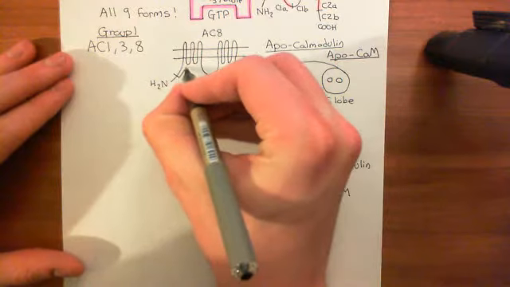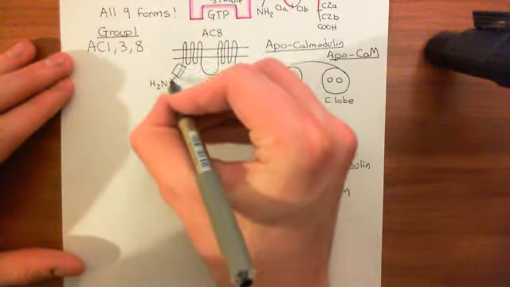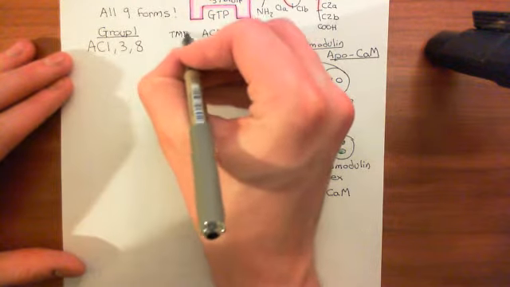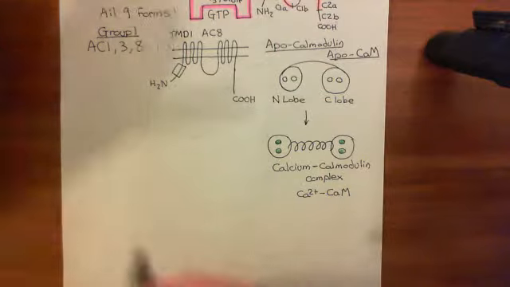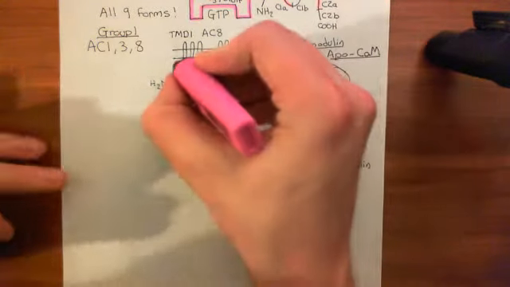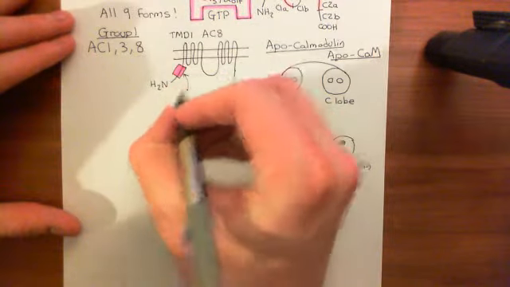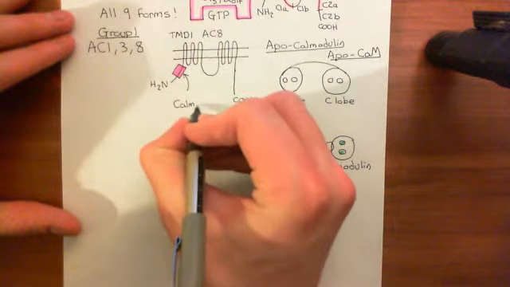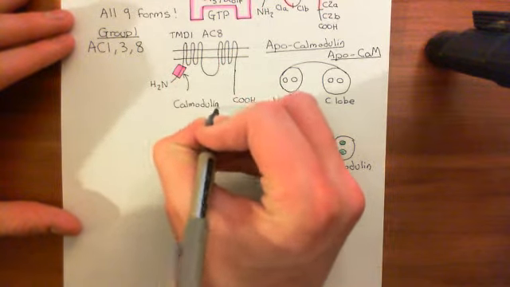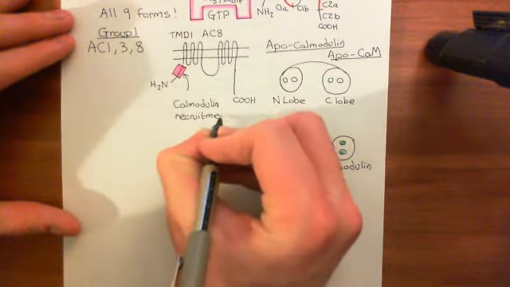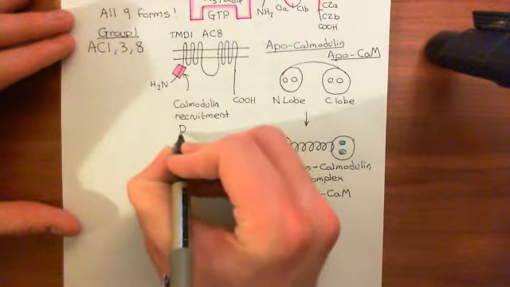So basically, on adenylyl cyclase 8, you have a special domain on this amino terminal bit prior to the transmembrane domain 1. So remember, this cluster of six membrane-spanning alpha helices is called transmembrane domain 1. Okay, and I'll colour this special domain in pink here. And basically, this special domain is called a calmodulin recruitment domain. Okay, and basically what happens is apocalmodulin is going to bind to this calmodulin recruitment domain.